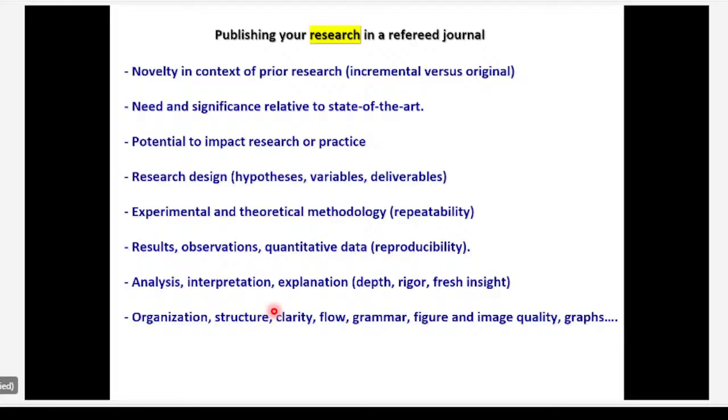And finally, a paper should be well written. So structure, clarity, flow, grammar, quality of images, and those kind of things also are important. Because when a reviewer gives a look at your paper, they don't start reading first. They just scan through the pages and they look at graphs and figures and other things. If something stands out in a negative way, then they won't even read your paper. So a well-prepared manuscript is important.